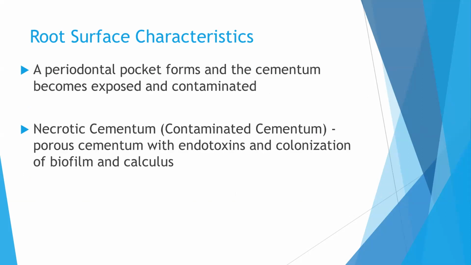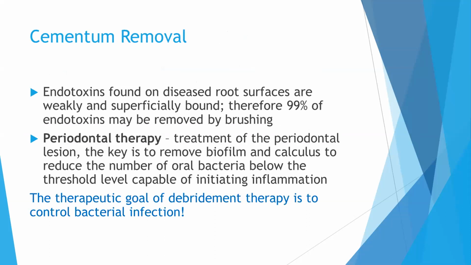So a periodontal pocket forms and the cementum becomes exposed as well as contaminated. And then you can have necrotic cementum, and that is a very porous cementum where endotoxins and colonization of bacterial biofilm and calculus can readily occur. So endotoxins are found on the diseased root surfaces, but they're weakly attached and superficially bound. We used to think that they were tightly bound. So 99% of the endotoxins can actually be removed by brushing or by using the ultrasonic scaler. Ultrasonic scaling with the water lavage, the tip has to be touching the root surface though, but that's all you need to remove those endotoxins.